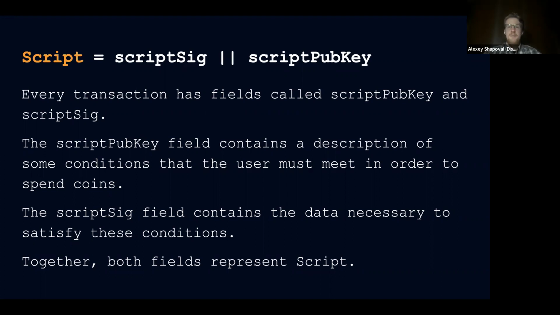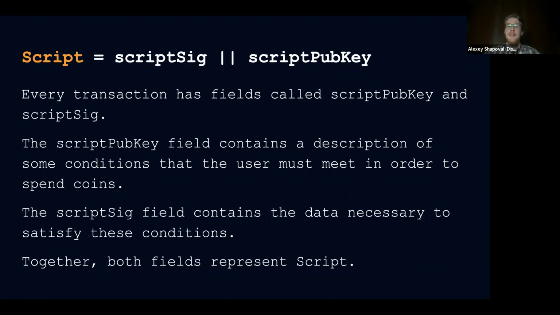The script sig can be thought of as the locking script, so it is the conditions you put on an output to prevent others from spending it. It's like the lock you put on the output. And the script pub key is the unlocking script. It's the key which you use to unlock the lock on the coins.